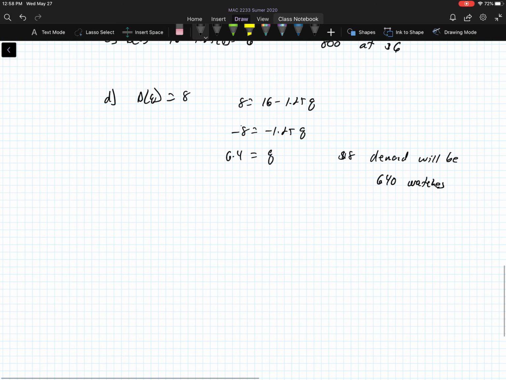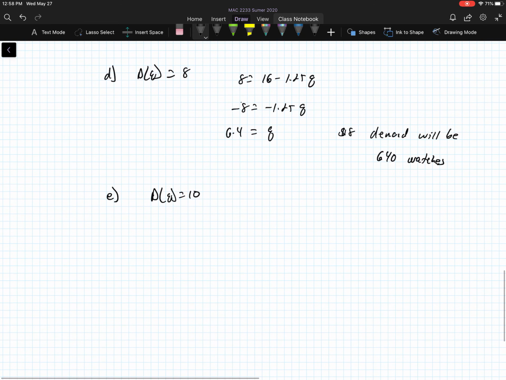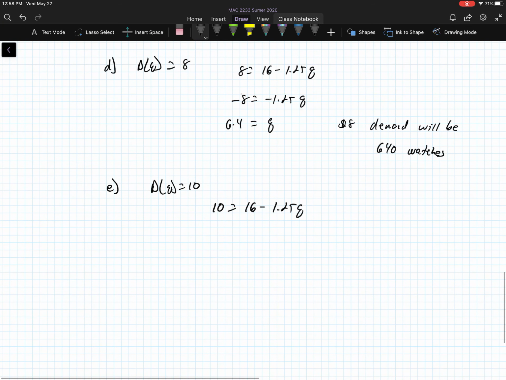And that's Part D. Now, Part E is the same way. So it says D of Q is equal to 10. Right? And so we're going to have 10 is equal to 16 minus 1.25 Q. And then when we solve all that, we get that Q is equal to 4.8, right? If I solve for that. So at $10, demand is 480 watches.